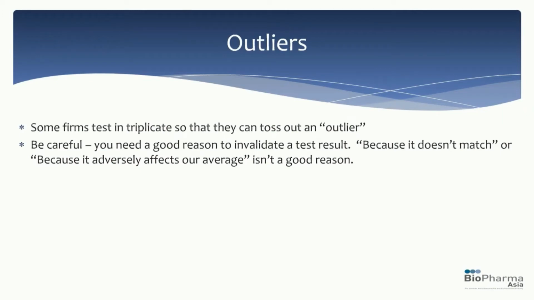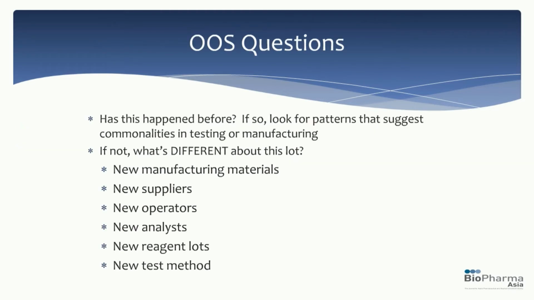We talk a little bit about outliers. Some firms say, oh, we're going to test in triplicate so that we can throw one out if it doesn't match the other 2. Well, actually, that's really not the reason that you want to put in a third replicate. The third replicate incrementally makes your average a little bit more accurate or precise, but it's not there so that you can throw one out. So be careful, because you're going to need a good reason to invalidate a test result. And if you say because it doesn't match or because it adversely affects our average, that's just not a good reason. So we talk about that in the chapter as well.